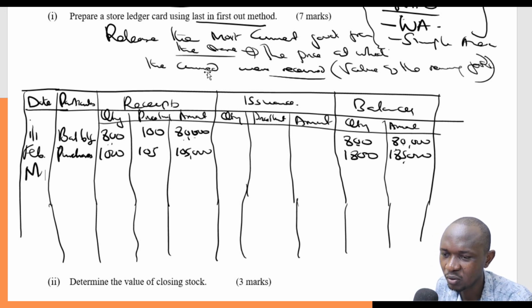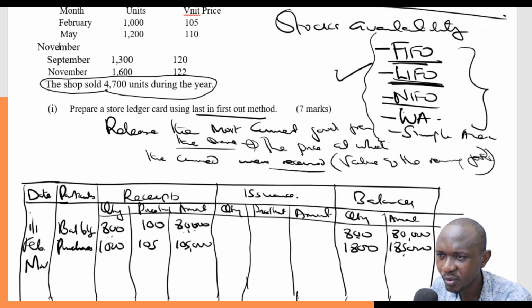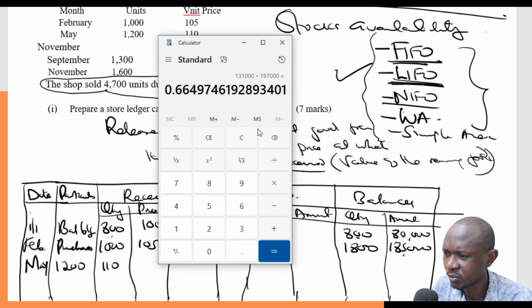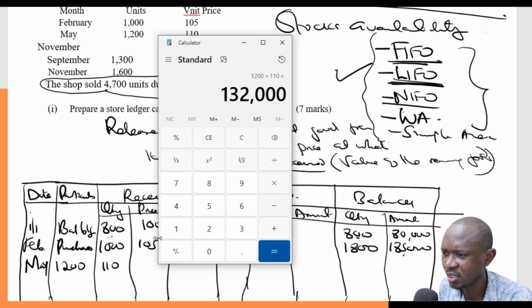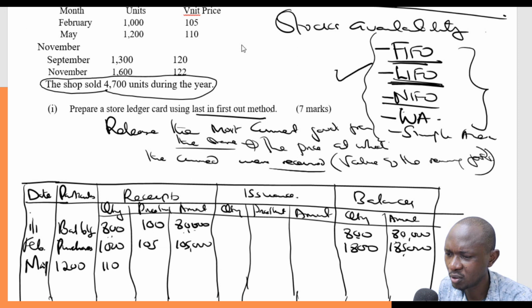Then in March, we again received more goods. Not March, sorry, this is May. In May, we received more goods, 1,200 goods at 110 each. So simply multiply 1,200 times 110. That gives us 132,000. So it means the value of the goods we received was 132,000.